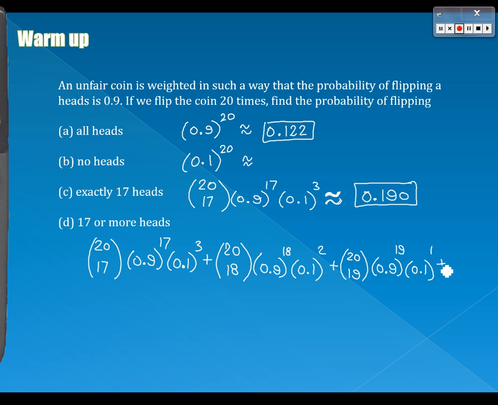And then we could write at the end 20 choose 20 times 0.9 to the 20th times 0.1 to the 0, or we could just write 0.9 to the 20th. It's the answer from part A, right? 20 choose 20 is just 1. 0.1 to the 0 is also just 1, so we don't need those other pieces if we don't want, but they're there if you want.